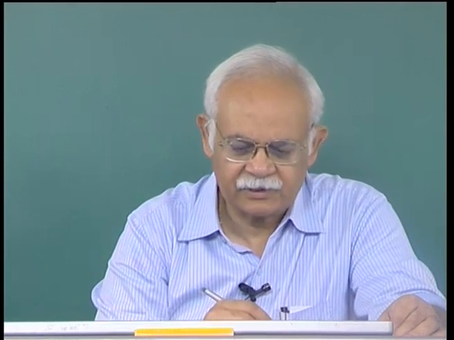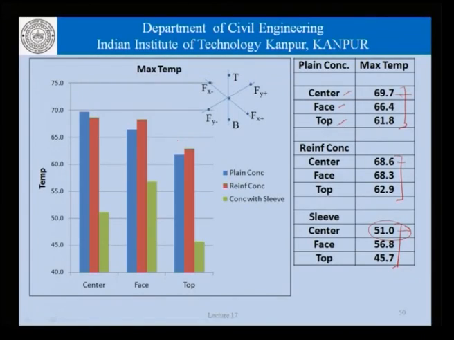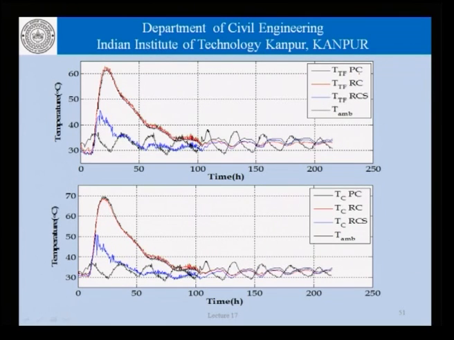And this is a graphical representation of the temperatures, with these temperatures being more or less similar and these temperatures being actually much lower than what is observed in the other two cases. These pictures compare the temperature histories obtained for the plain concrete, the reinforced concrete and the reinforced concrete with the sleeve. So, here we have the temperature at the top and here we have the temperature at the center for these three specimens.